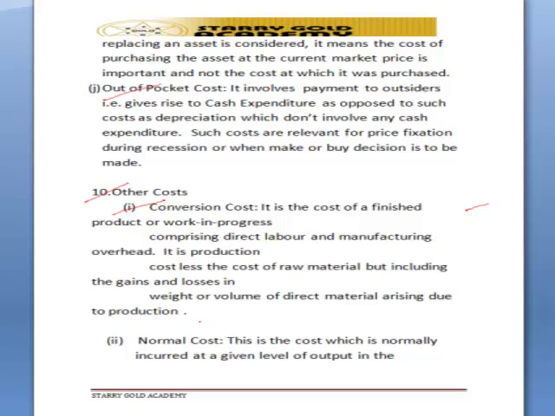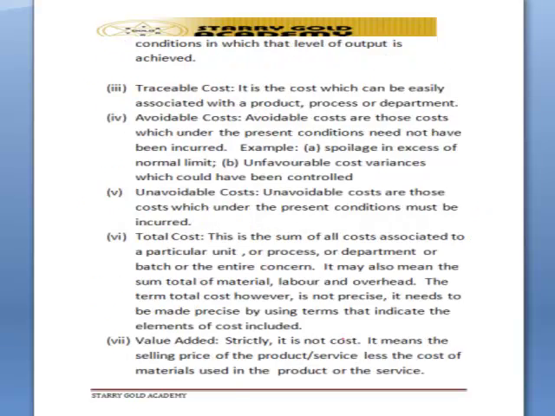Okay, another form of cost is what we call normal cost. Now this is the cost which is normally incurred at a given level of output. It is the cost normally incurred at a given level of output in a condition in which that level of output is achieved. That is what we call a normal cost. Then we also have what we call traceable cost. It is the cost which can be easily associated with a product. Remember what we call cost classification based on association with a product or department. We call it traceable cost.